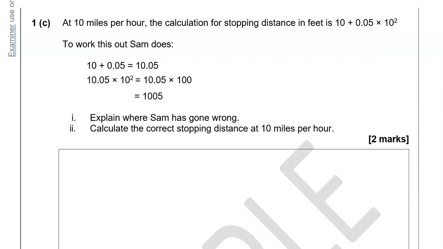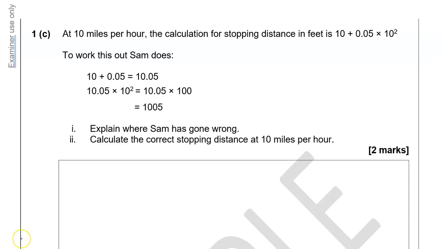At 10 miles per hour, the calculation for stopping distance in feet is 10 plus 0.05 times 10 squared. To work this out, Sam does 10 add 0.05, which gives us 10.05. 10.05 times 10 squared is equal to 10.05 times 100, which then gives us 1005. Explain where Sam has gone wrong. Calculate the correct stopping distance at 10 miles per hour. So where has Sam gone wrong?